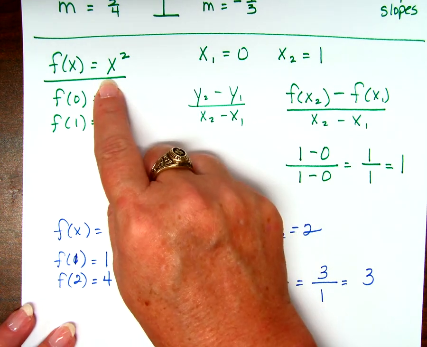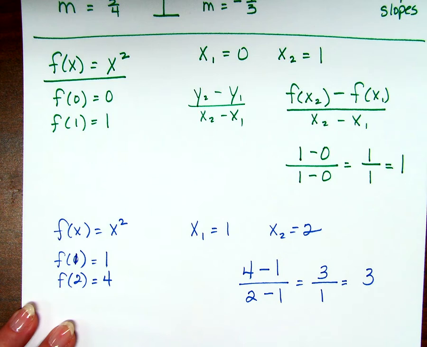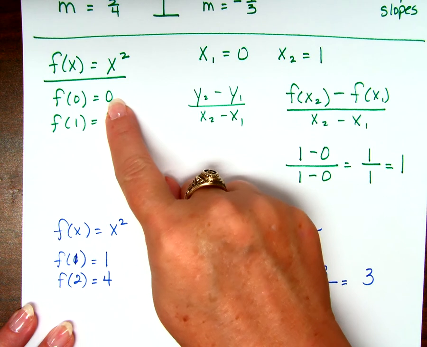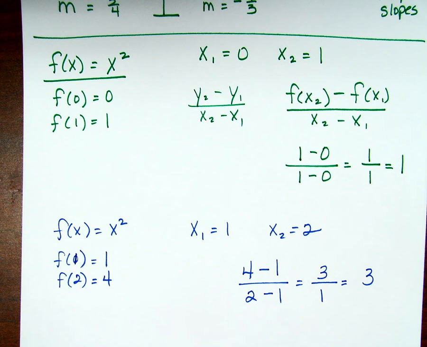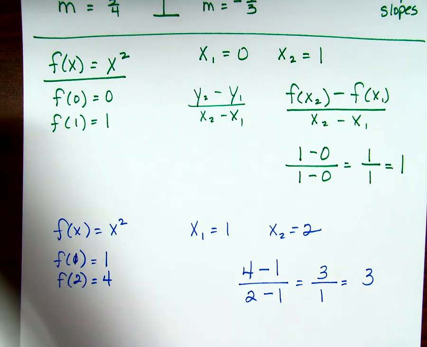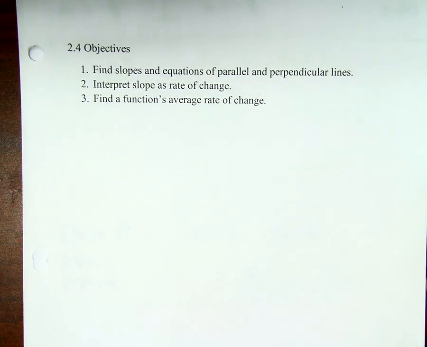Curves don't have slopes. Curves have average rates of change. And I have to pick and choose which 2 points I'm using. Because if I use the first one and the third one, wouldn't I have a totally different average rate of change? Yes. Okay. Any questions about that or any question about any of our objectives today?